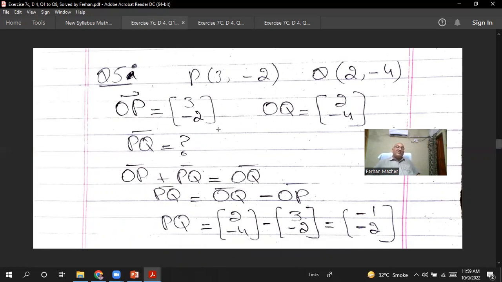Simply put the column vector of Q, which is (2, -4), minus OP, which is (3, -2). So 2 minus 3 will be minus 1, and minus 4 minus minus 2 will be minus 4 plus 2, and that will be minus 2. So PQ can be represented with (-1, -2). That's the column vector representing the vector PQ. And you can apply this formula. This is called the position vectors.